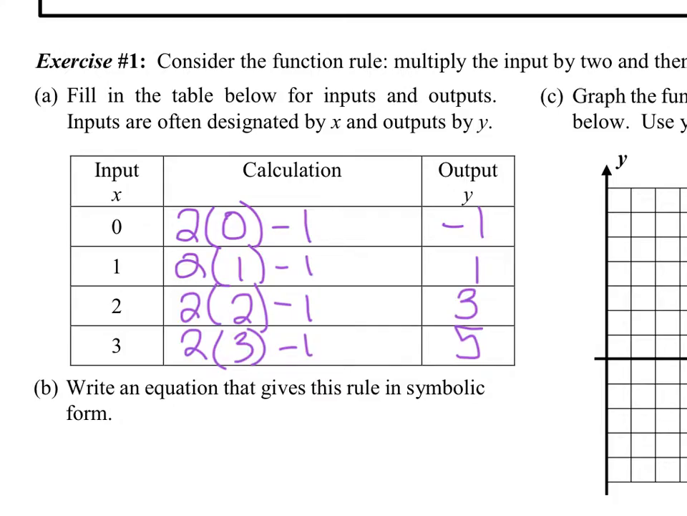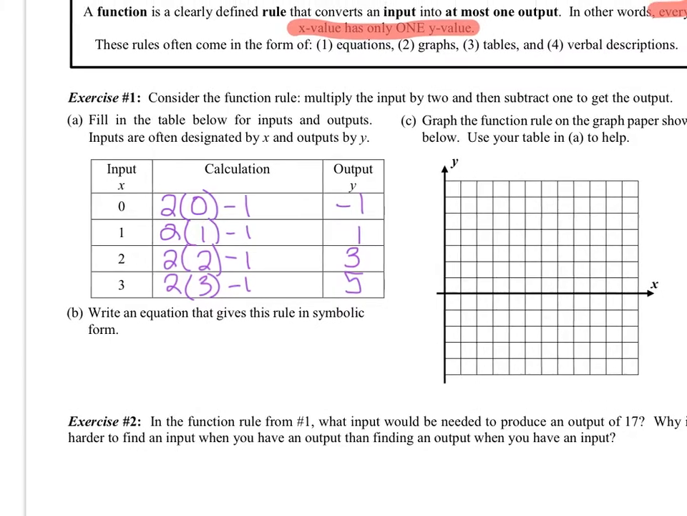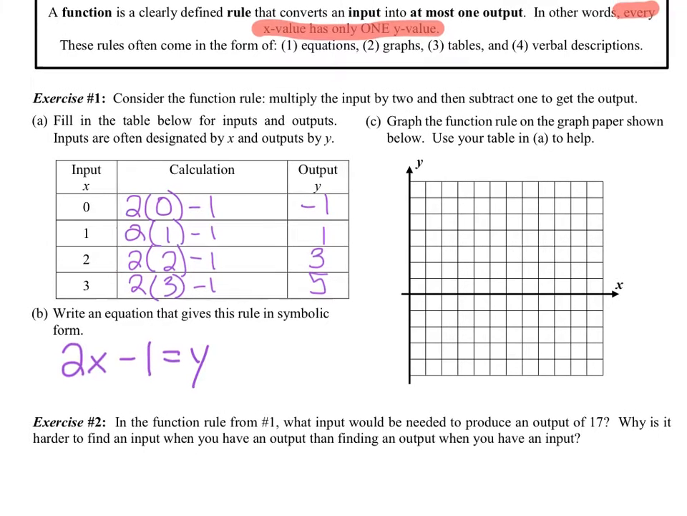Now down below, it's asking us to write the equation that gives this rule in symbolic form. So let's just use x's and y's since our input is x and our output is y. So how did we get y? Well, we took 2 and we multiplied that by x, so 2x, take away 1, subtract 1, and that gave us our output. Hey, that looks like y equals mx plus b. Pretty cool.